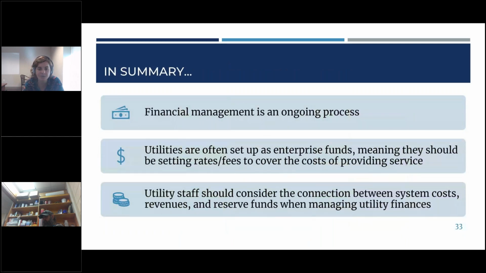All right, so just in summary of this first section, financial management is an ongoing process, so it's something that needs to be continuously reevaluated. Utilities are often set up as enterprise funds, meaning that they should be setting rates and fees to cover the costs of providing service. It should be that business-like mentality. And then utility staff should consider the connection between system costs, revenues, and reserve funds when managing finances. So when you're thinking about your revenues, your costs, and your reserves, again, think about how they're connected, how money can be used for what, and making sure that you've got everything in balance so that you can cover your needs.